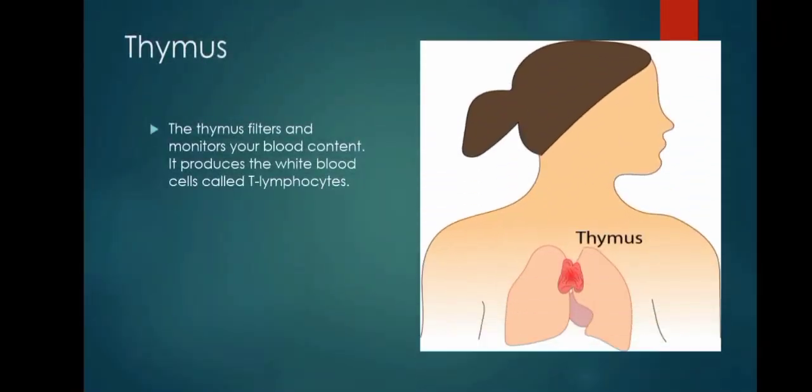And lastly, we have the thymus. The thymus filters and monitors your blood content. It produces the white blood cells called T lymphocytes. The thymus is an organ that is critically important to the immune system, which serves as the body's defense mechanism, providing surveillance and protection against diverse pathogens, tumors, antigens, and mediators of tissue damage.